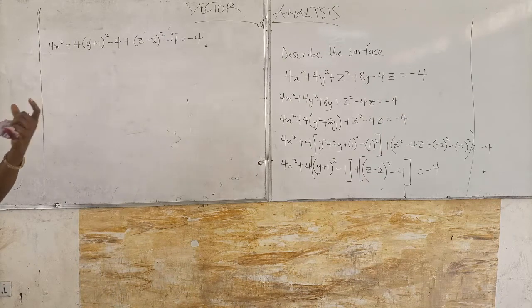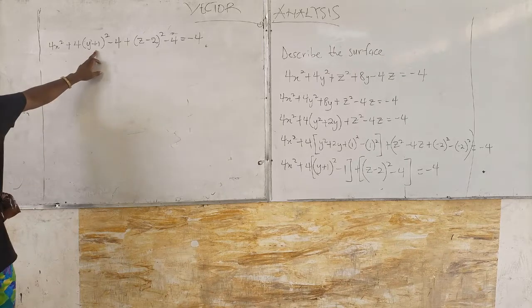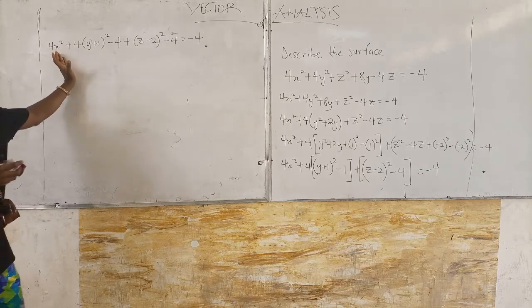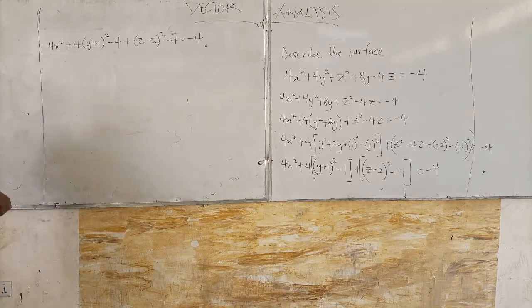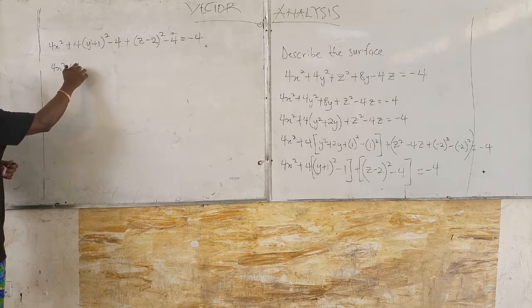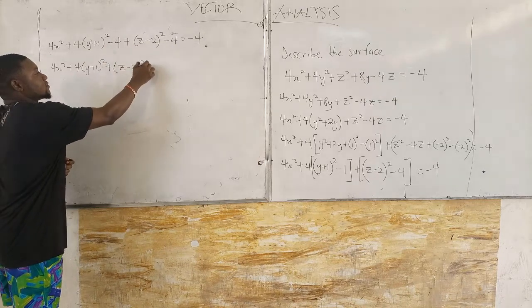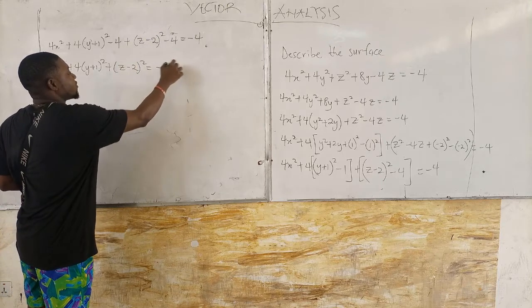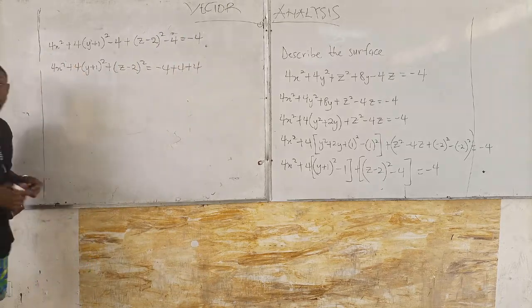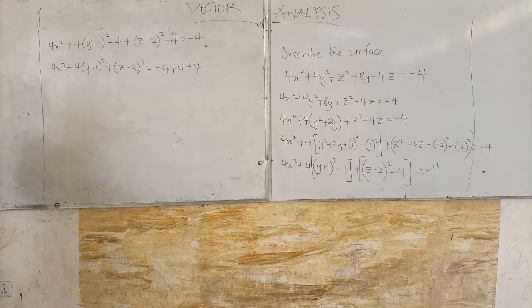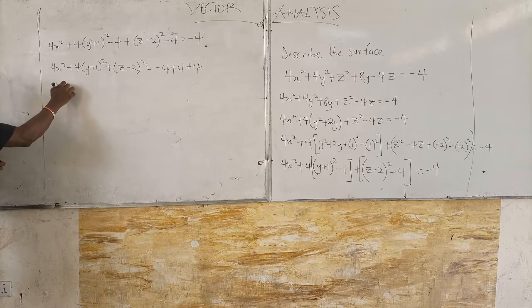And you're supposed to have the nature of the surface in mind. The nature of the surface is something squared plus something squared plus something squared, in terms of a certain x squared plus a certain y squared plus a certain z squared equals something. So the squares are already done, and we are supposed to move all the constants to the other side. So we are getting what? 4x squared plus... moving this to the other side, you're getting negative 4 plus 4 plus 4. Simplify what's over there.